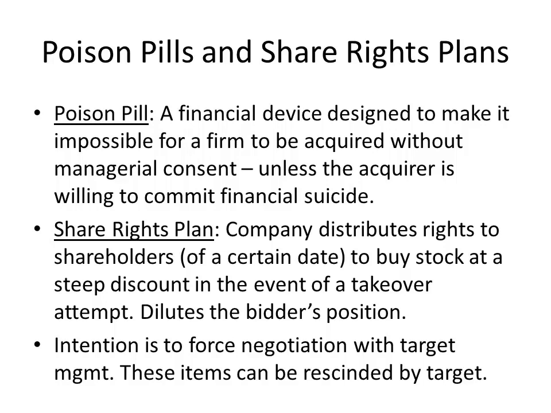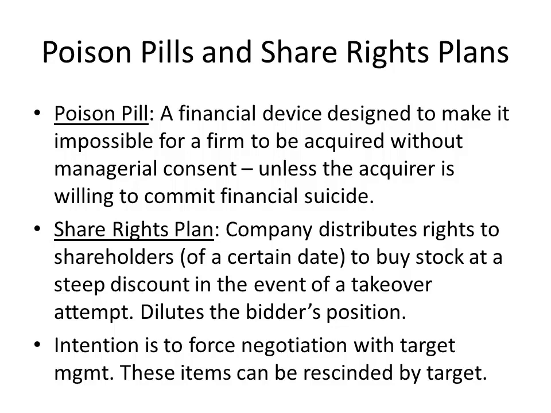Now, another firm could buy them, but they would be stuck with all this debt. Do you think target management really wants to make the firm unviable? No, but the point here is they'd be willing to do it to avoid being taken over. Then we have what are called share rights plans. This is where the target firm distributes rights to shareholders. By the way, a right is an option as of a certain date, so the shareholders can't be new shareholders because that would include the bidder. So we say people that have held shares in the firm for the last year are able to buy additional stock at a steep discount in the event of a takeover attempt.